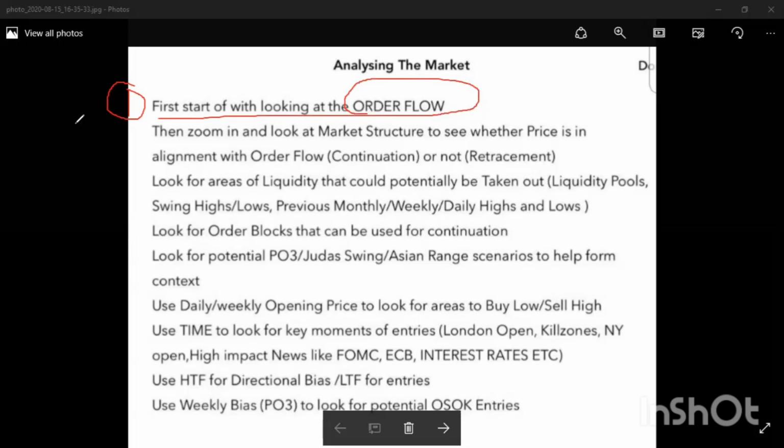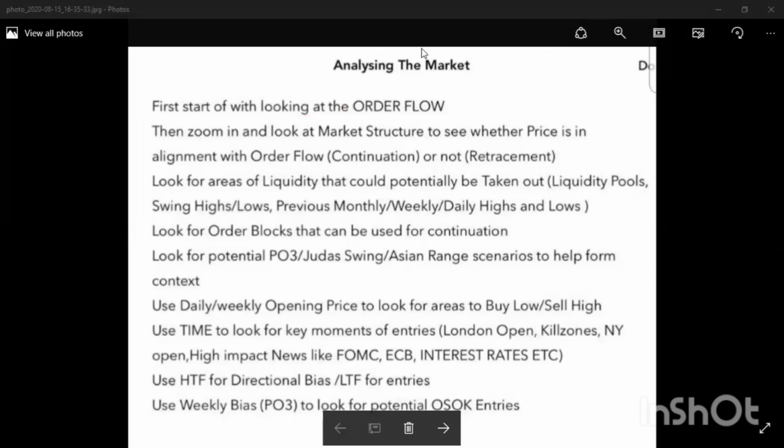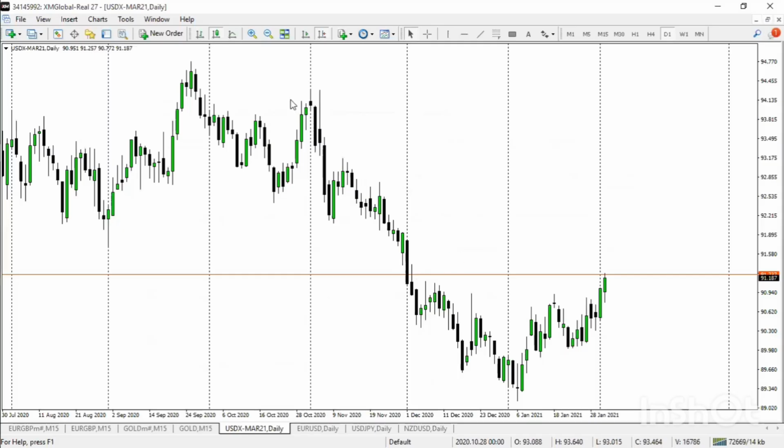What is order flow? Order flow is daily market structure. D1, market structure. Okay, what are you looking for? So first thing that you look for, you are looking for the last swing high or swing low. That's the first thing. Look for the last swing high or swing low on daily time frame. Example, we come here.